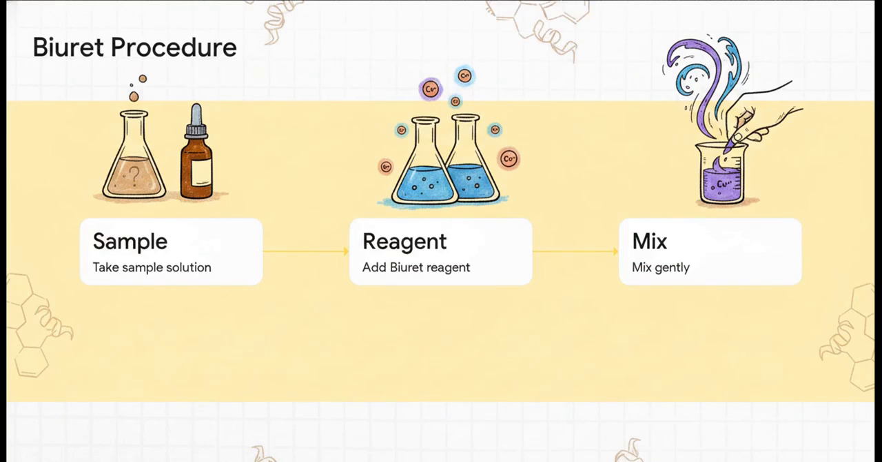The procedure here is elegantly simple. Step 1, you take your sample solution. Step 2, add the Biuret reagent to supply those crucial copper ions. And step 3, just give it a gentle mix. Honestly, that tiny bit of physical agitation is all it takes to trigger the interaction, assuming those peptide bonds are lurking in your sample. It's a really rapid, direct confrontation right at the molecular level.